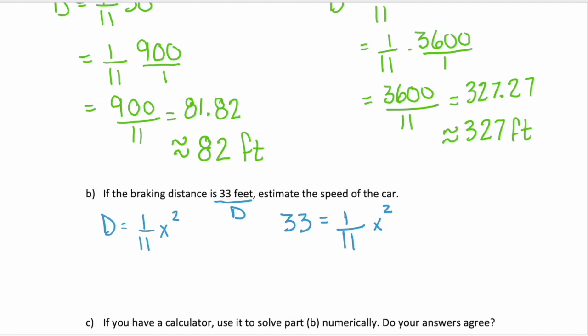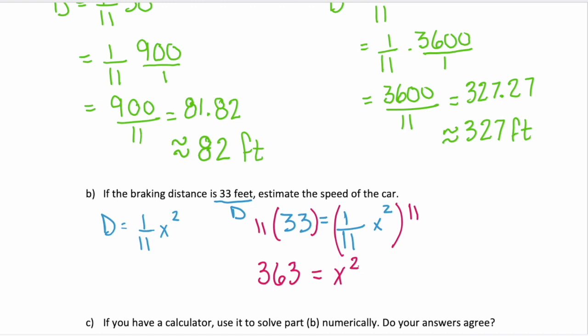Now our goal here is to isolate X. So first we need to get rid of this fraction, 1 over 11, and to do that we can multiply both sides by 11. So that'll give us 363 equals X squared.